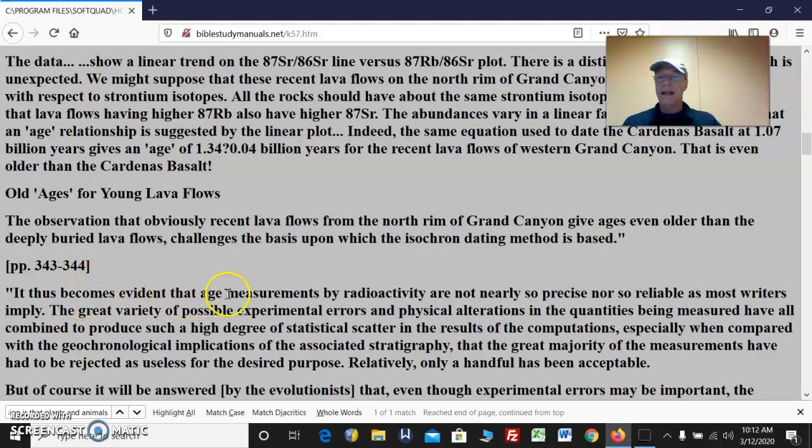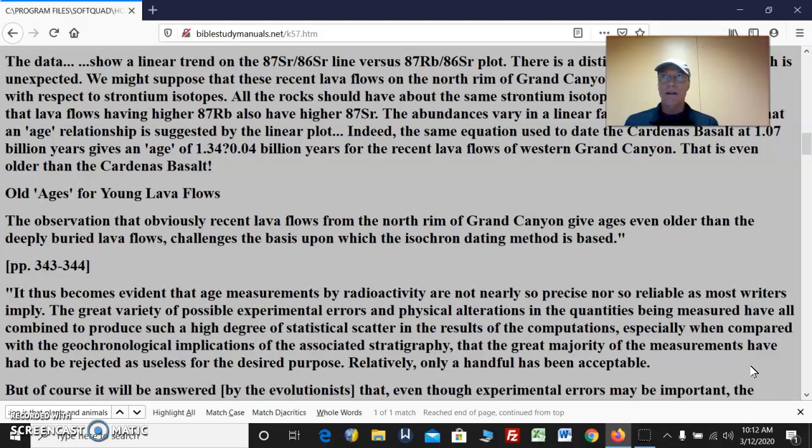It thus becomes evident that age measurements by radioactivity are not nearly so precise nor so reliable as most writers imply. The great variety of possible experimental errors and physical alterations in the quantities being measured have all combined to produce such a high degree of statistical scatter in the results of the computations, especially when compared with geochronological implications of the associated stratigraphy, that the great majority of the measurements have had to be rejected as useless for the desired purpose. Relatively only a handful has been accepted. Yes, acceptable. Yeah, it's how you believe. We've got to throw all this other stuff out. Only a handful will keep.